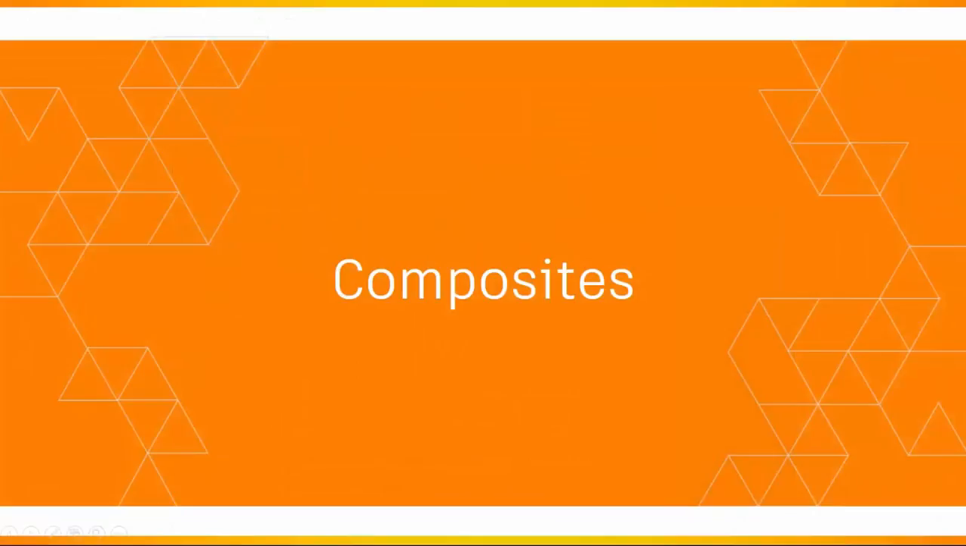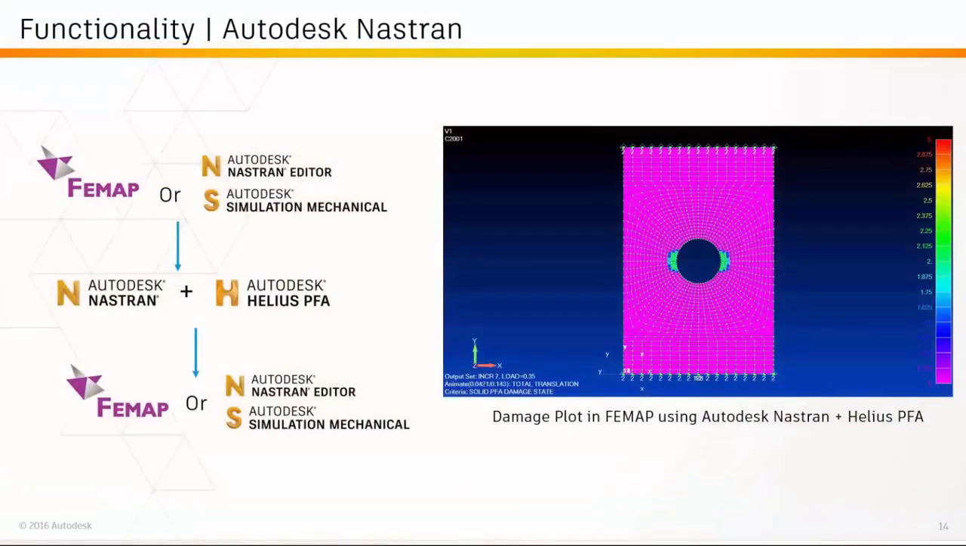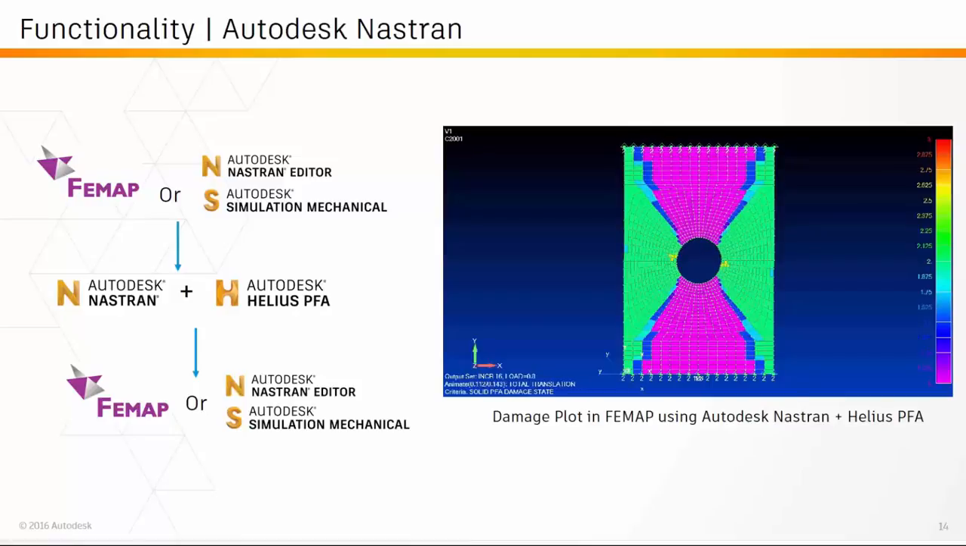So now let's take a look at what functionality we've added for composites workflows. Again, Helius PFA is an add-on to Abaqus and ANSYS for structural simulation of composite materials as well as plastic materials. And for composites, we've added some new functionality specifically for continuous fiber composites. The first of that is support now for Autodesk Nastran. So Autodesk Nastran can now leverage Helius PFA in the background to predict initiation and propagation of failure for continuous fiber composite materials. The workflows for including Helius PFA with Nastran are shown on the screen.